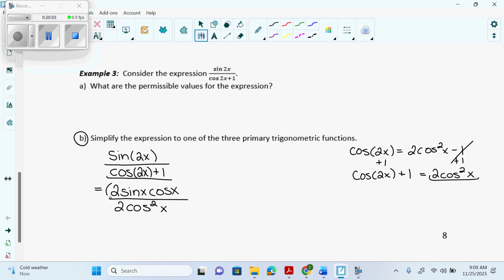I do find it easier if people put each of these things in their own brackets, and I'm going to prove this one without writing the cos x twice, because I want to show that you can just cancel a squared off with a cos x, because that is the same. So the 2's can cancel, the squared can cancel one of these, and I'm left with sine x over cos x, which is what? Tan.